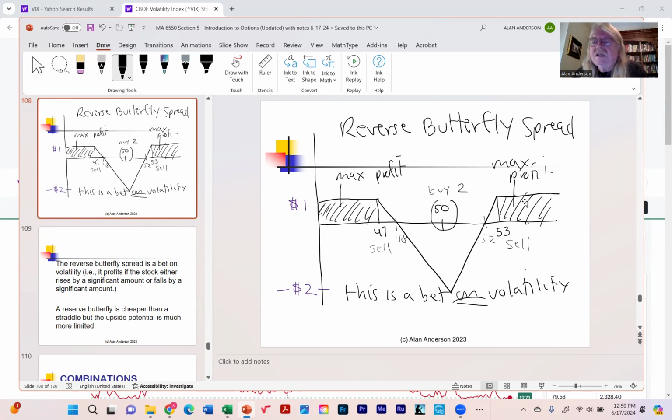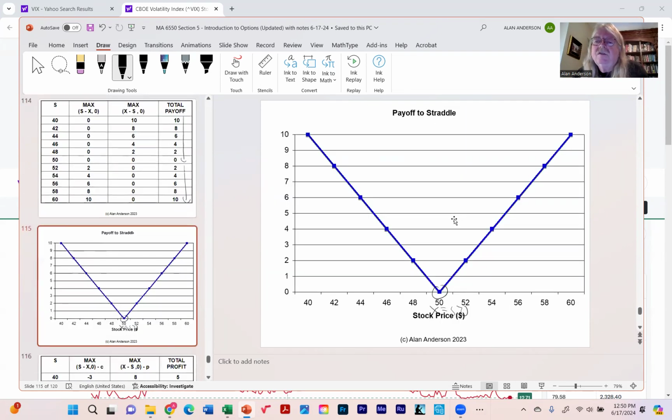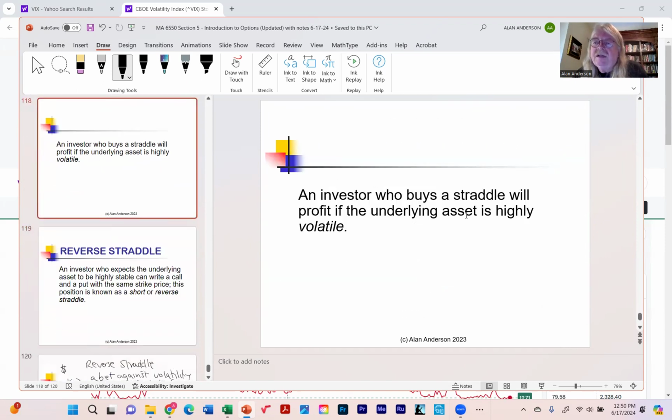Okay. So, which one do you set up? Well, it depends on what you think is going to happen. If you think this stock will be pretty volatile, but not crazy volatile, you might want to set up a reverse butterfly spread. But if you think the potential exists for the stock to go through the roof or through the floor, you might want to set up a straddle. So yes, you're betting on a lot of volatility here. Like crazy volatility. Like the company is either going to make a fortune or they're going to go bankrupt kind of volatility.